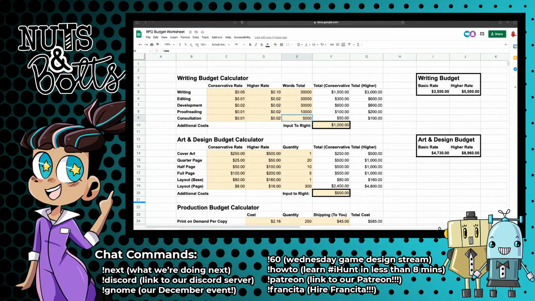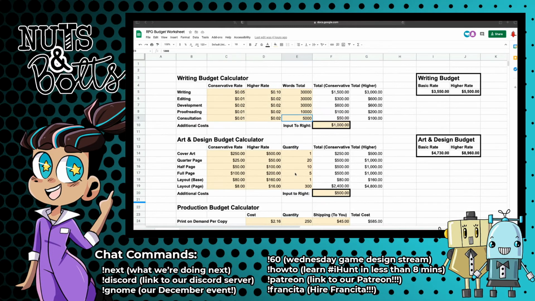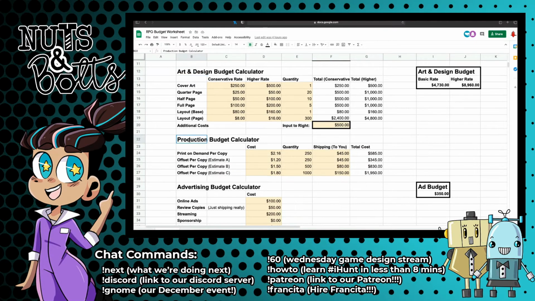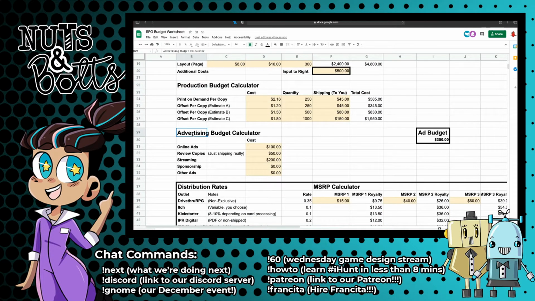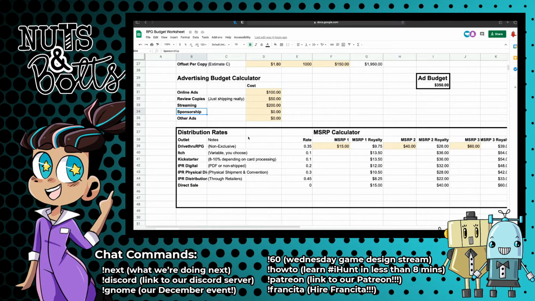So I broke down the calculator here into a couple of sections, actually 4 sections. We have the writing budget, the art and design budget, the production budget, and the ad budget. And then here's a little bit of room to play with the MSRPs, and it has the data necessary for all of the base rates for all of the major sites that I use: DriveThru, itch, Kickstarter, IPR, and direct sale.